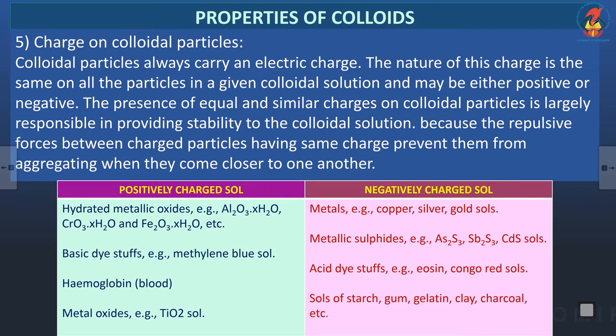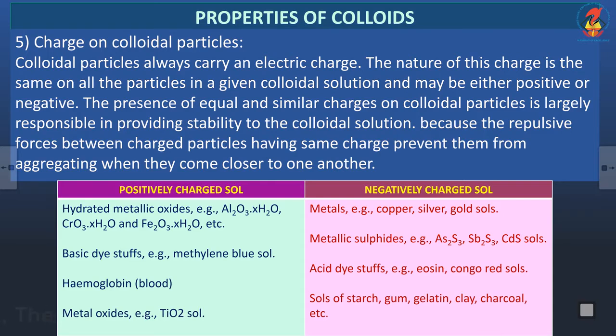Let us see. All the metal oxides are positively charged, like arsenic oxide, CrO3, Fe2O3, TiO2, etc. So all the metallic oxides, then basic dyestuffs and hemoglobin present in the blood, they are positively charged colloids.